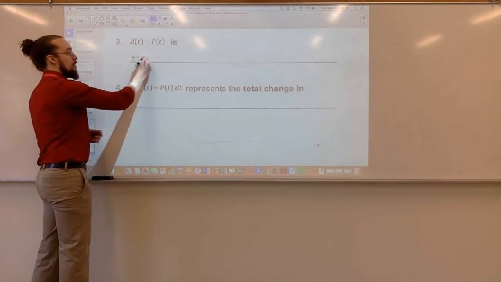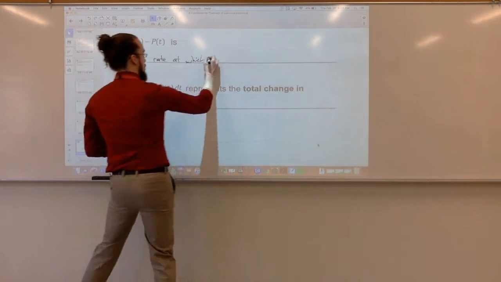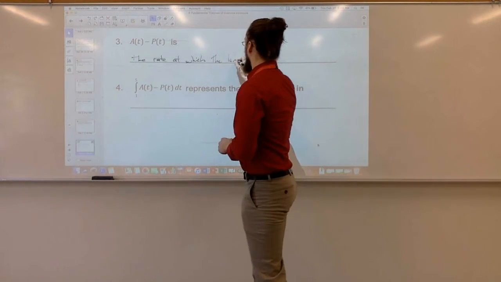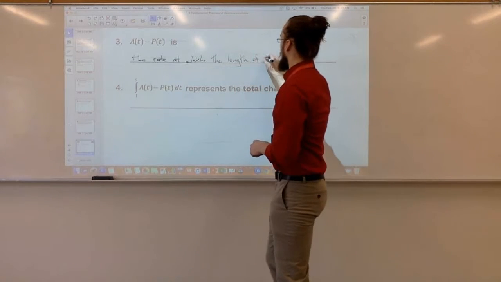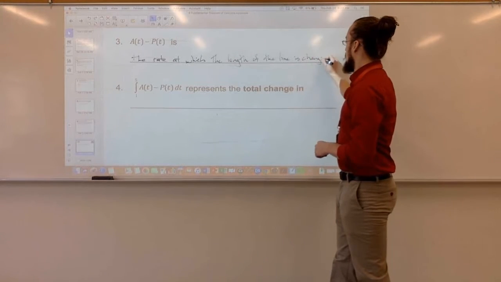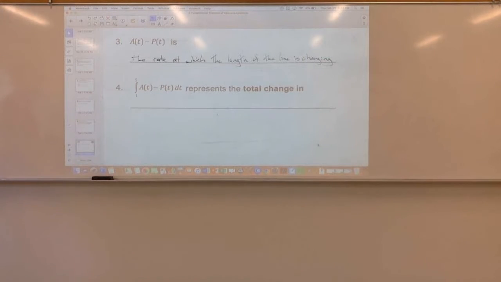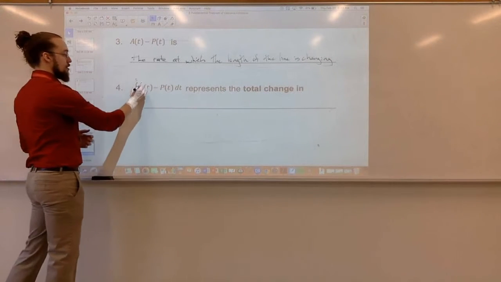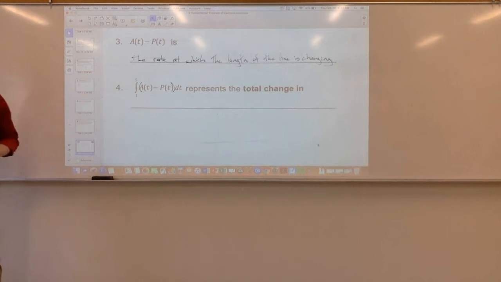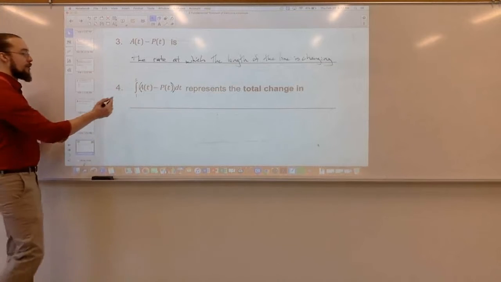Right, so we can say the rate at which the length of the line is changing. So if I integrate that rate at which the length of the line is changing, what would I get? Number of people in line. Number of people in line, right? The length of the line, the number of people in line.